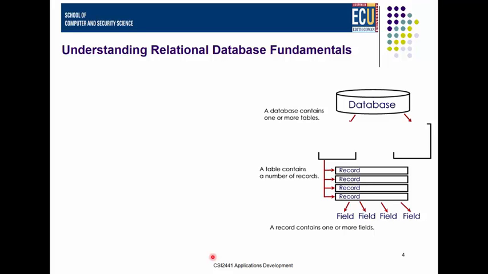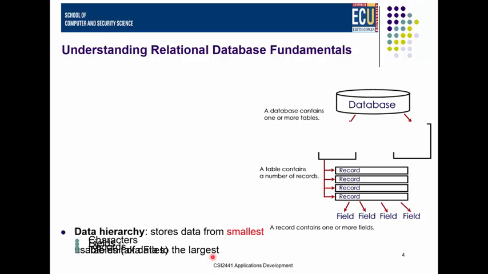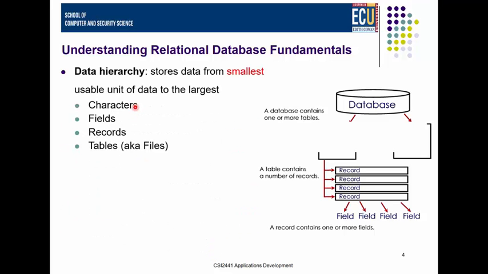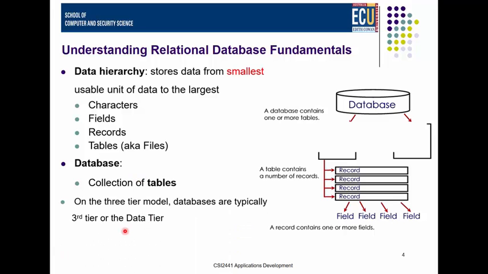So we all know what a database is. A database is a collection of tables, tables are a collection of records, and each record consists of fields. With characters we represent fields, and fields make records, and records make tables. Tables are also called files. Mostly it is the third tier in a web application. So you know three-tier architecture.